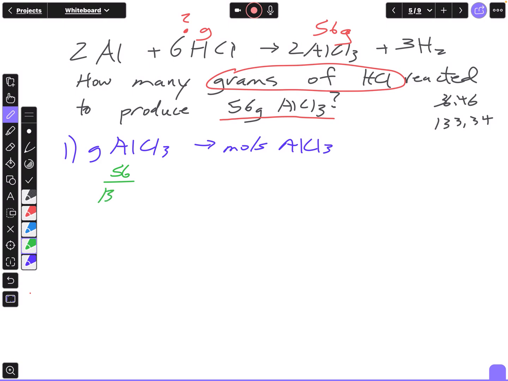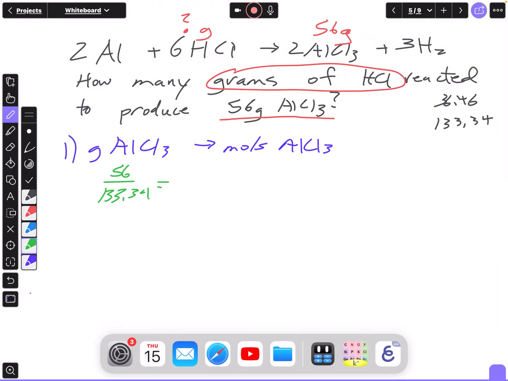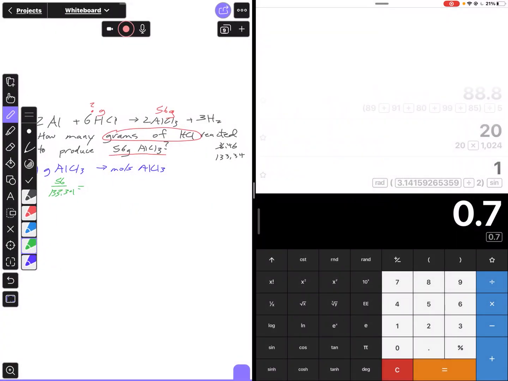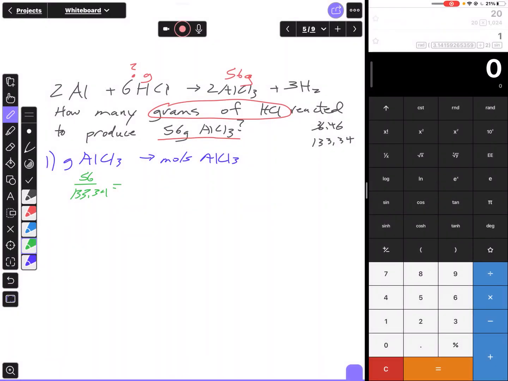It's 133.34. So I have to work that out on my calculator first. I'm going to round this to 2 decimal places. Always round everything to 2 decimal places except the percent yield problems. So it'll be 56 divided by 133.34. And that gives me 0.42. Now my units are moles of my starting substance, or my given, which is moles of AlCl3.